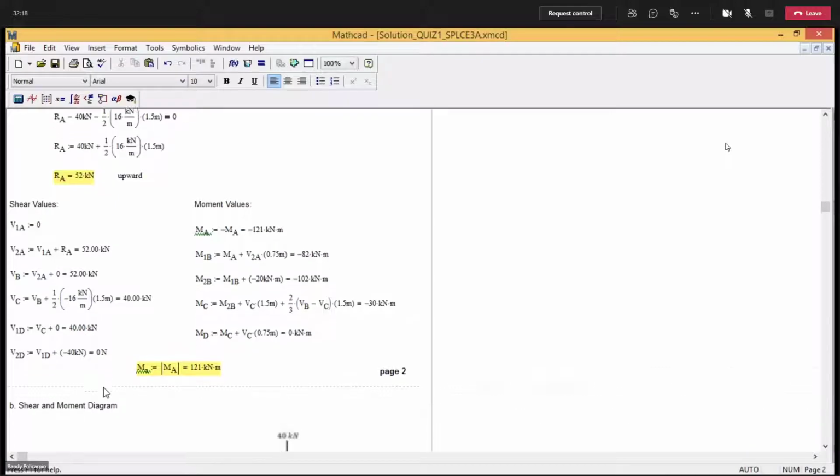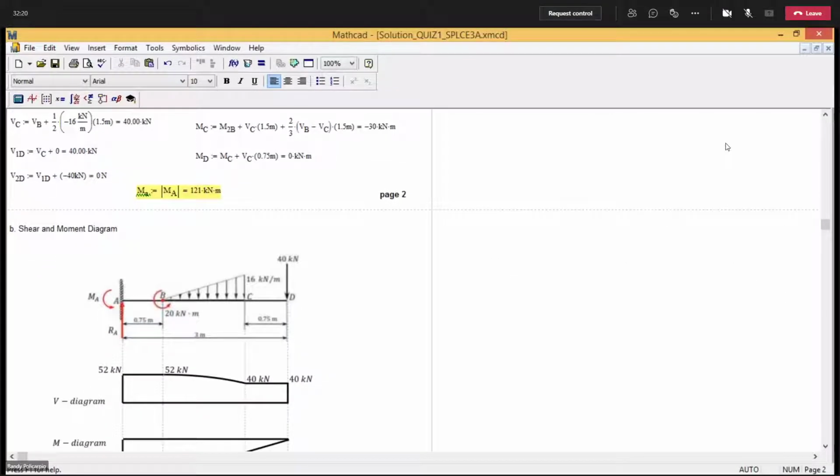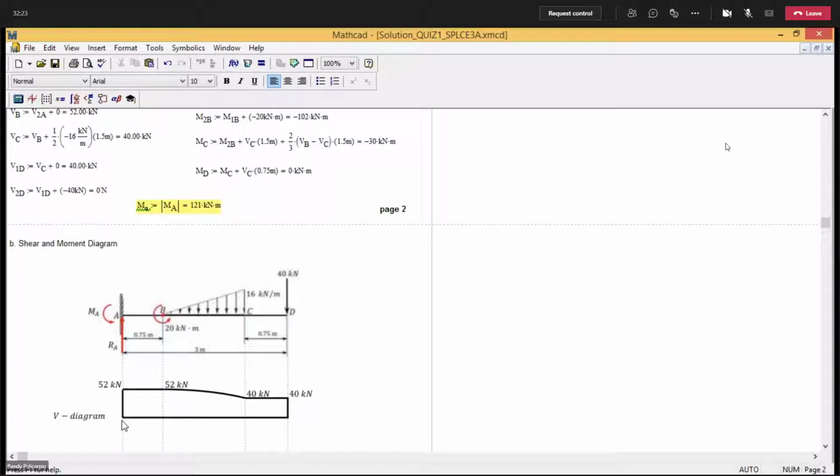So when we look at now our shear diagram, this is our diagram. It will start at 0, 52. Then since there's no load here, when you connect these two, it will be a straight, horizontal line. Then from B to C, you have here a uniformly varying load, so 0 intensity to maximum intensity. So your curve will be concave downward. Concave downward, not concave upward, okay?